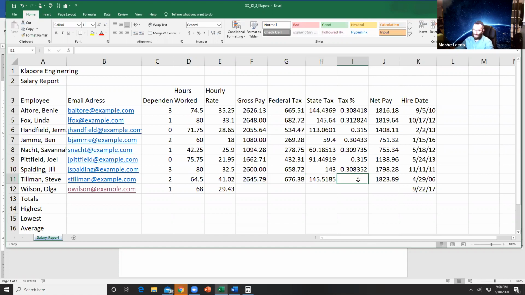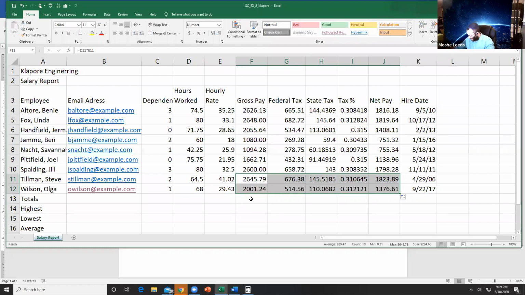0.055 times my gross pay, 145. Then I'm going to do equals, what's my tax percentage? I want to add the federal tax plus my state tax divided by my gross pay equals 31. And my net pay is gross pay minus federal tax plus state tax. Okay, so I'm just going to do a real quick here. And there you have it.